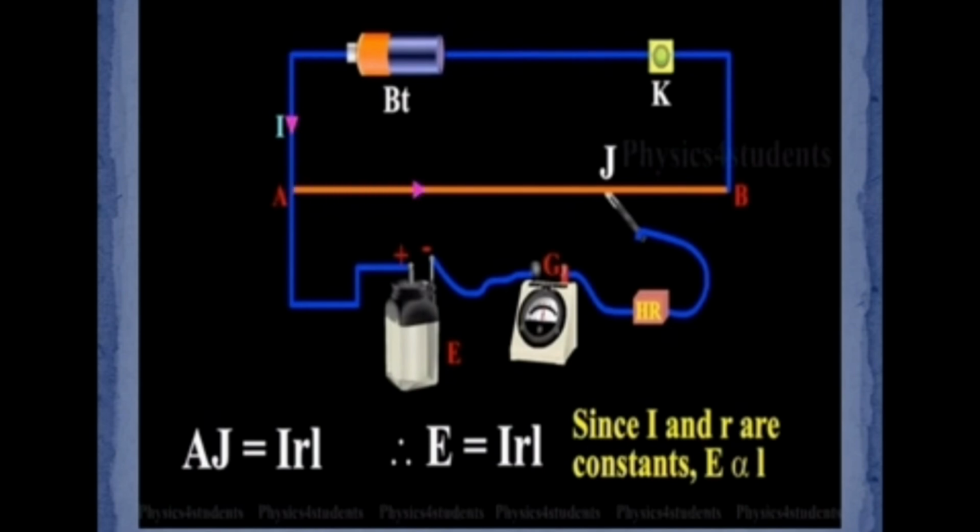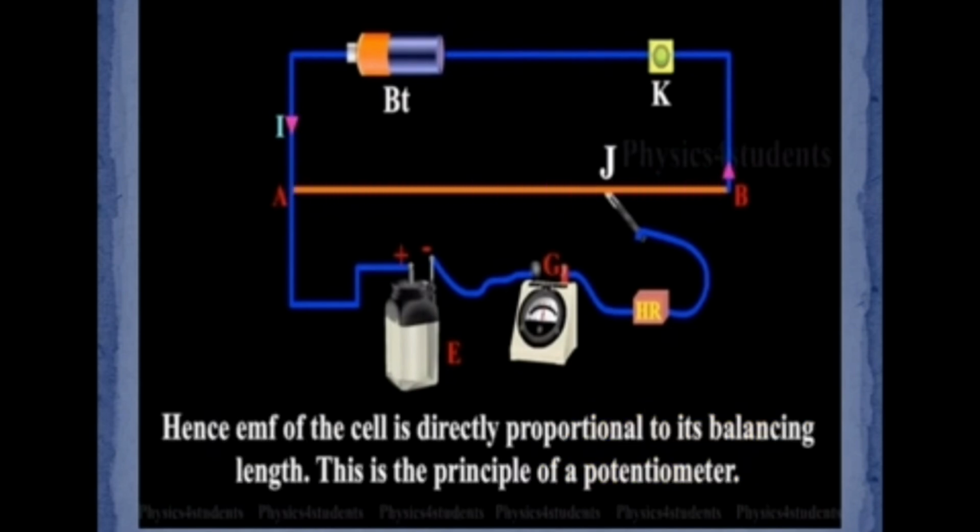IR is a constant. So we can write E is directly proportional to I. Hence, EMF of the cell is directly proportional to its balancing length. This is the principle of potentiometer. So EMF of the battery is directly proportional to the balancing length. So E is directly proportional to the length L. So this is the principle of the potentiometer.